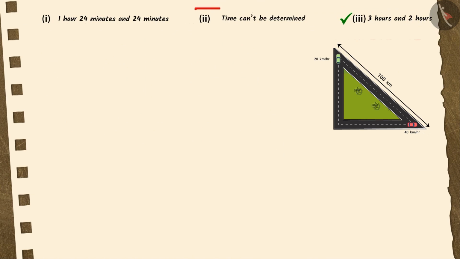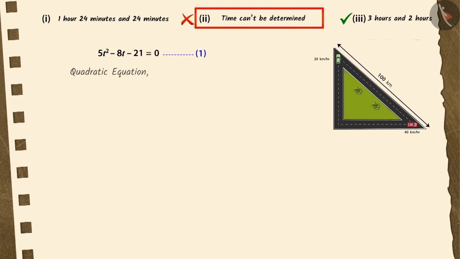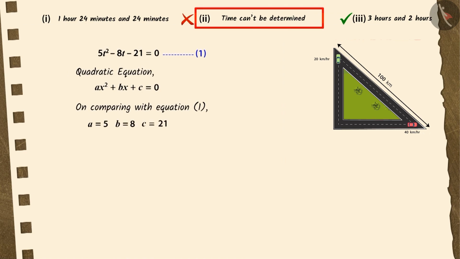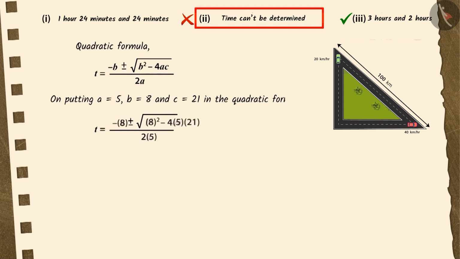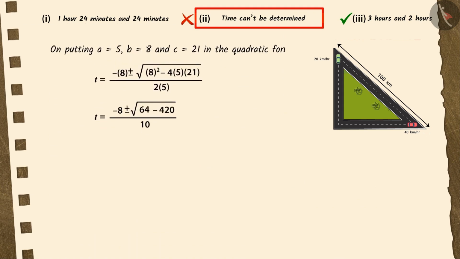If you have selected option 2, this is a good try, but it is the wrong answer. Because when you compare the values of a, b, and c in the quadratic formula with quadratic equation 1, you forget to put the signs of these values and solve the question with the same values. Here, we solve b to the power 2 minus 4ac. So the value is less than 0, which does not give a real time, because of which your answer is wrong.